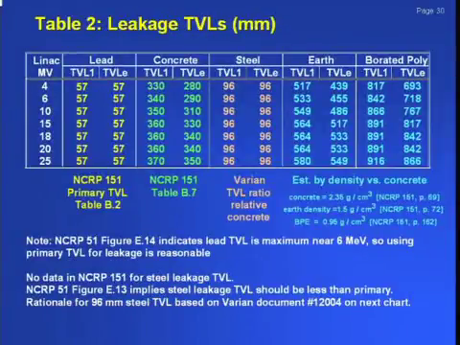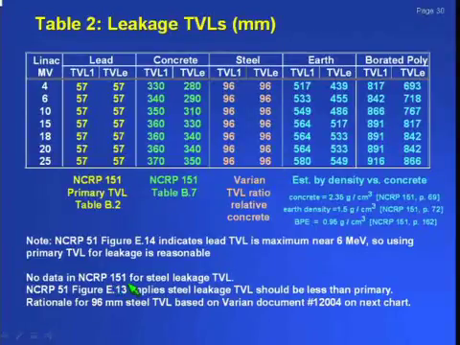Here are your leakage TVLs, and this is quite a collection of data. This is straight out of NCRP 151, some of them are actually what we got from Varian directly, and here is what we have basically been using by estimation for our density of earth versus concrete, our borated polyethylene. We got the data from one of the major suppliers and used that data to generate our TVLs.